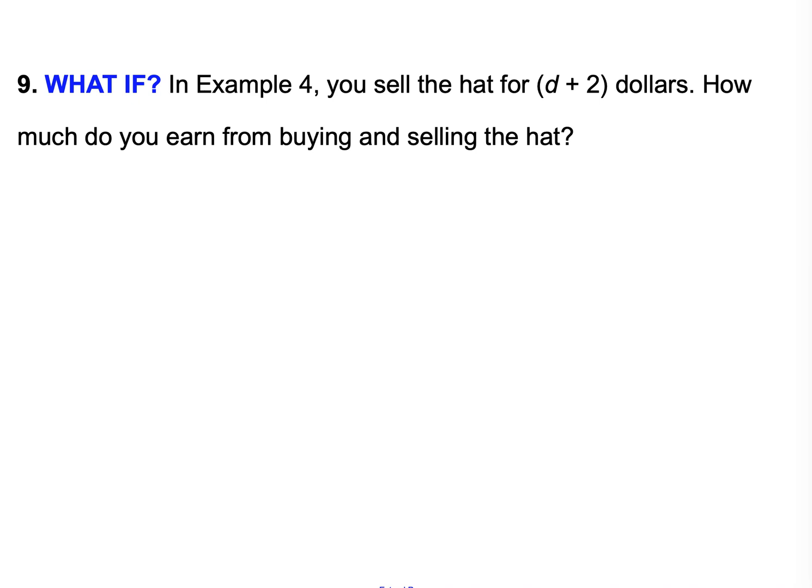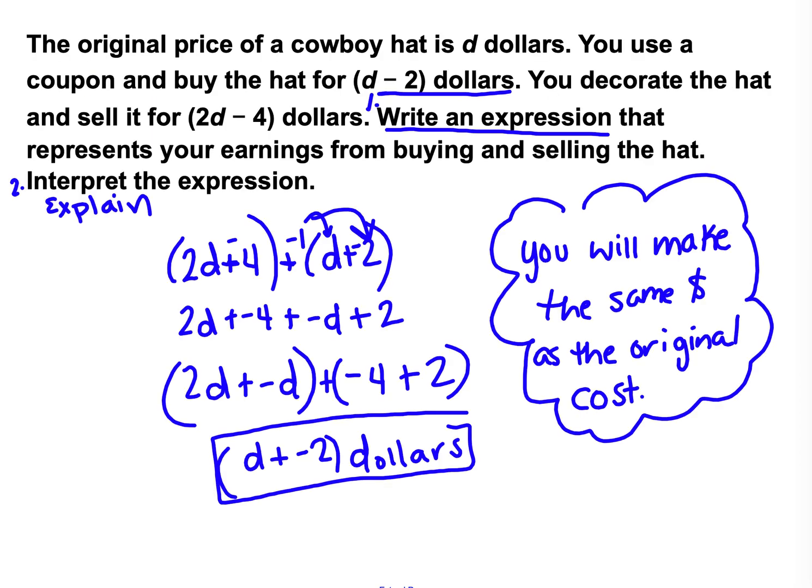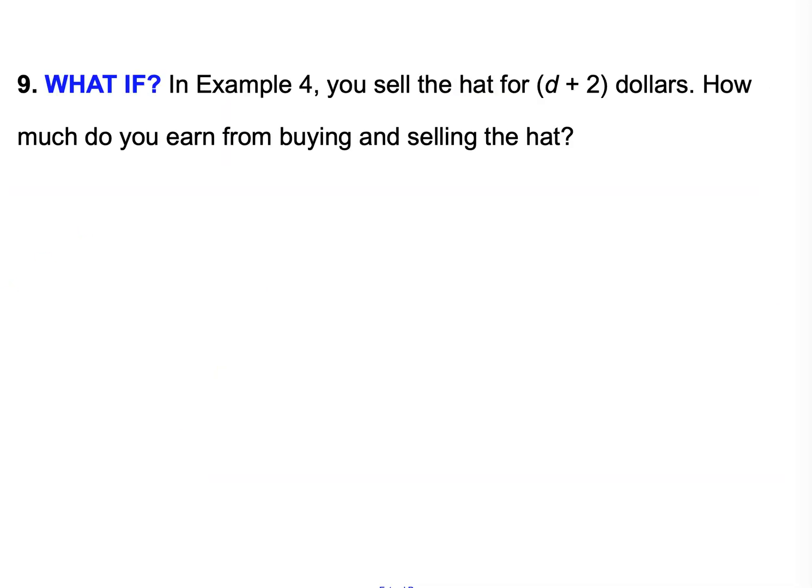What if in example 4, which was our last problem, you sell the hat for D plus $2? How much do you earn from buying and selling the hat? Okay, let's see. 2D minus 4 is the same, minus D plus 2. Go ahead and pause the video and try this one on your own.